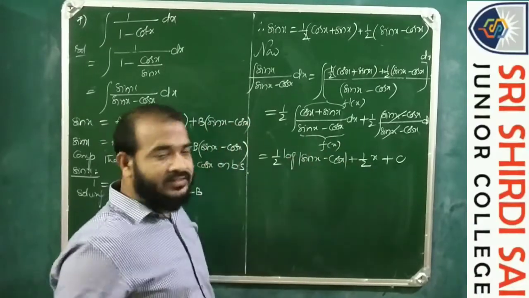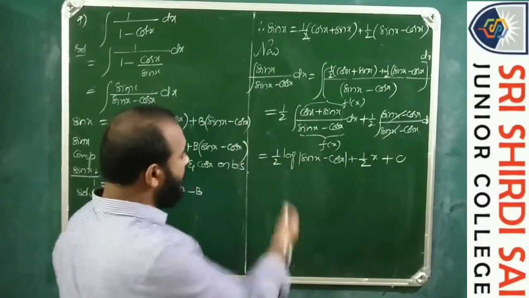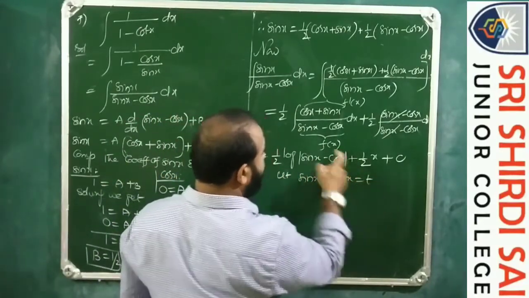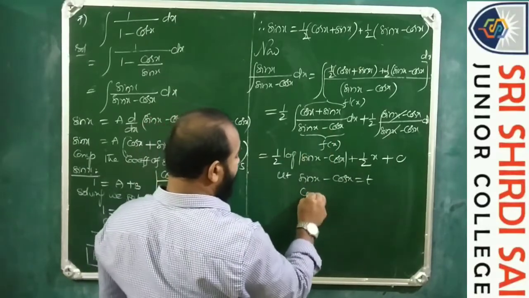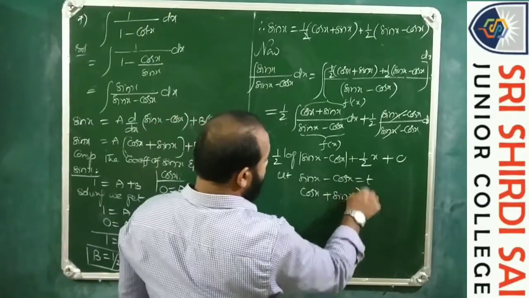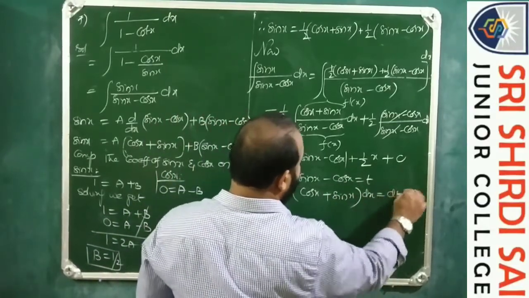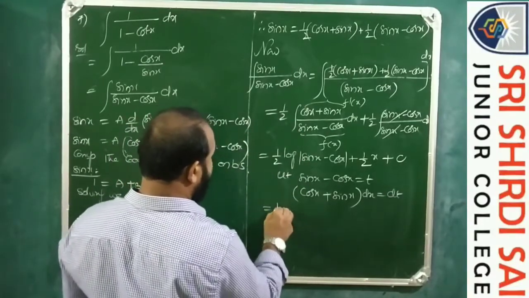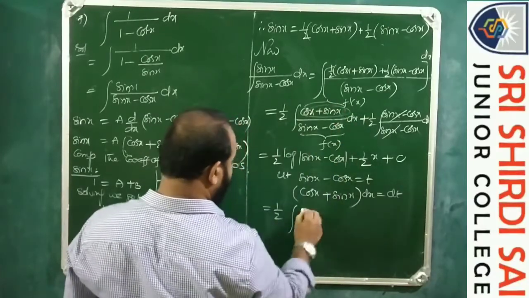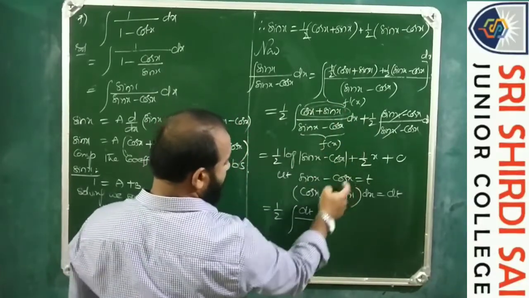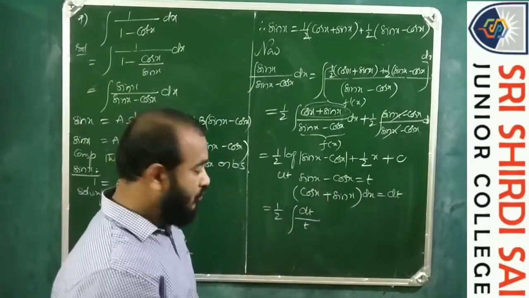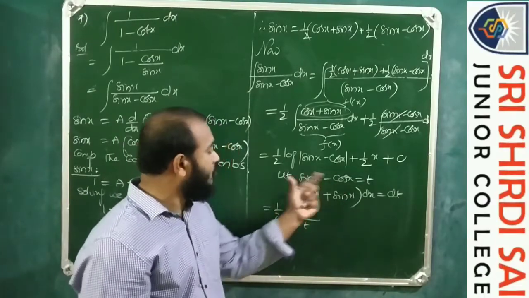If you do not understand this, we can understand it this way: let sin x minus cos x equal t. Then the derivative of sin x is cos x, the derivative of minus cos x is minus sin x, minus of minus is plus sin x, so (cos x plus sin x) dx is equal to dt. So this is equal to 1 by 2 times dt by t, since sin x minus cos x is t. So this is the integral of 1 by t dt, which is log mod t. So log mod t is log mod of sin x minus cos x. This is what we have got here.